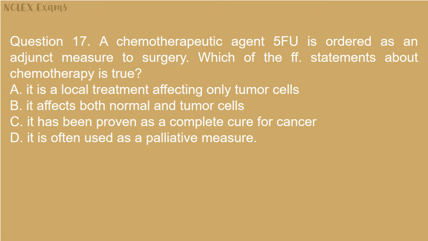Question 17. A chemotherapeutic agent is ordered as an adjunct measure to surgery. Which of the following statements about chemotherapy is true? A. It is a local treatment affecting only tumor cells. B. It affects both normal and tumor cells. C. It has been proven as a complete cure for cancer. D. It is often used as a palliative measure.